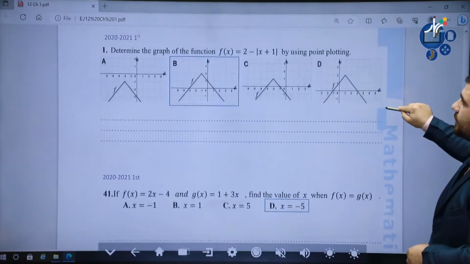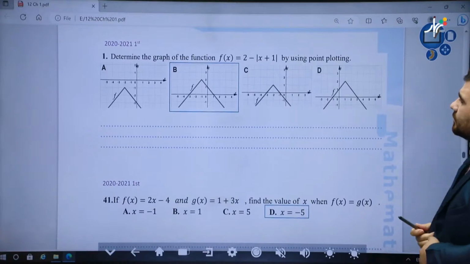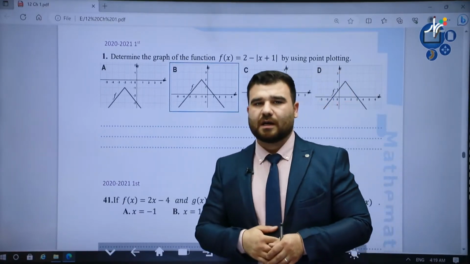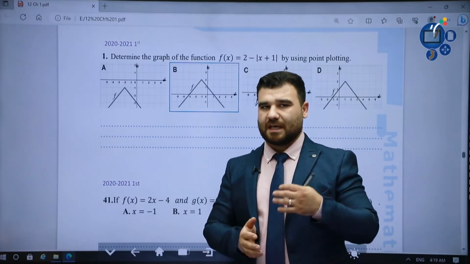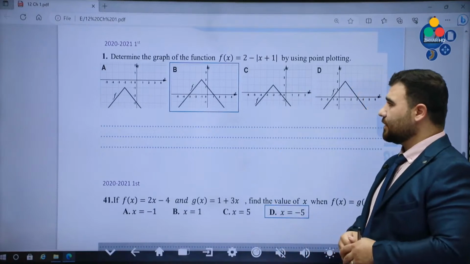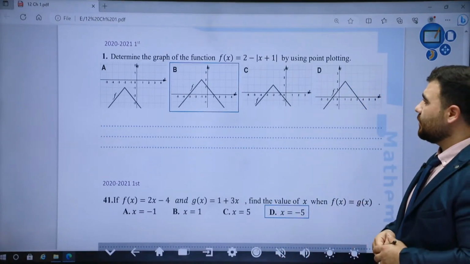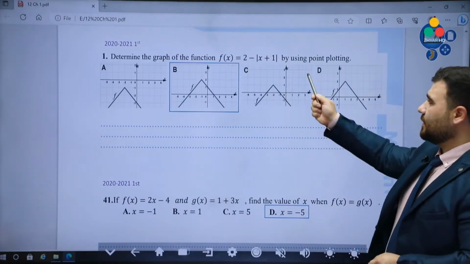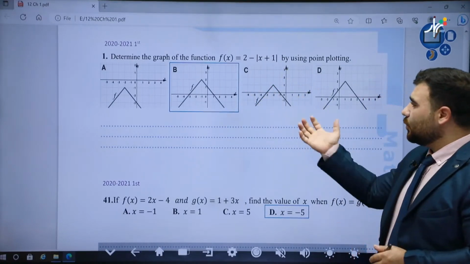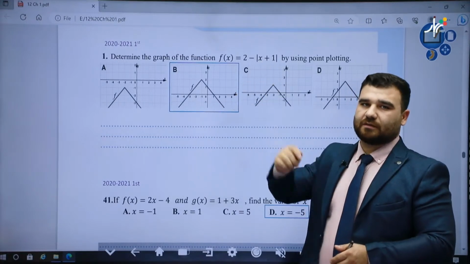Now some ministry questions. This type of question is very common. This section 1.1 has 6 marks, sometimes it has more, up to 8 marks. These are all related to section 1.1. This question is very common. There is a function and we have 4 graphs. We need to match which graph belongs to the given function.